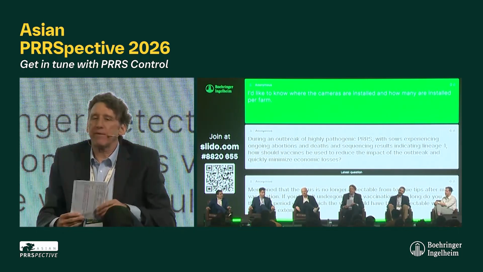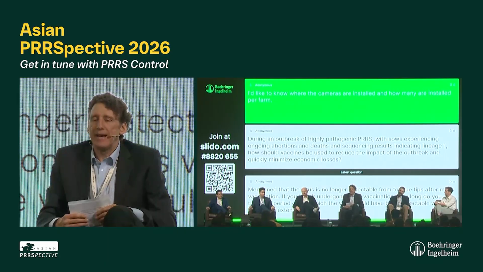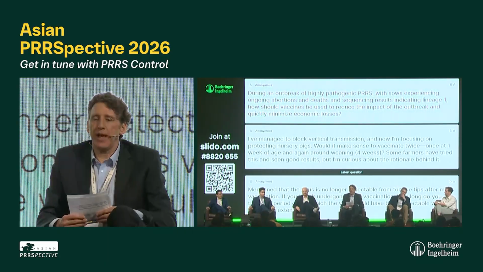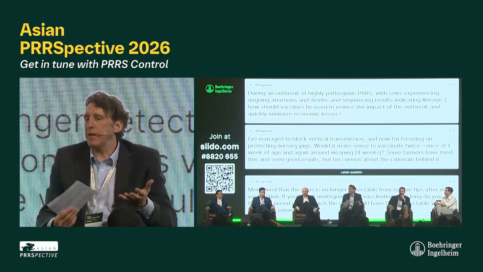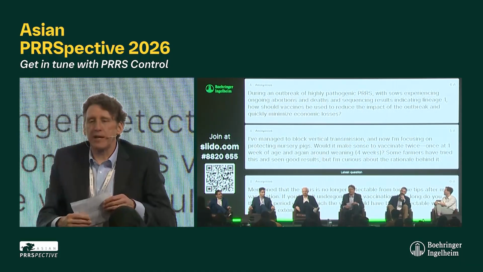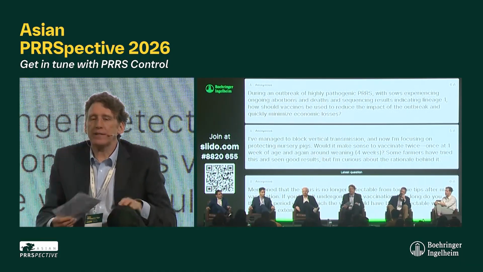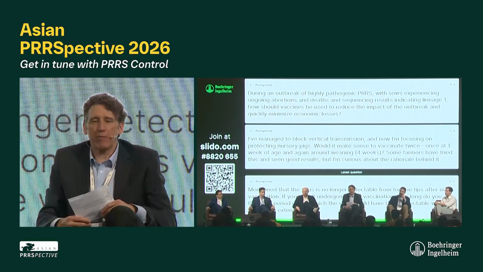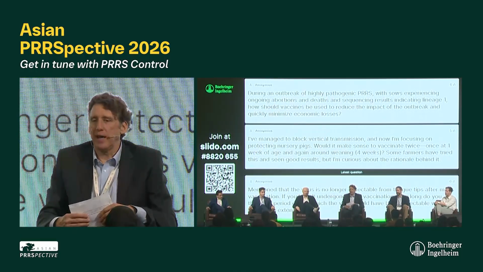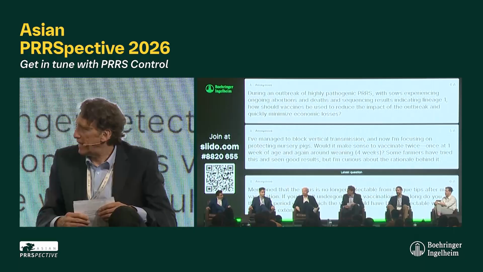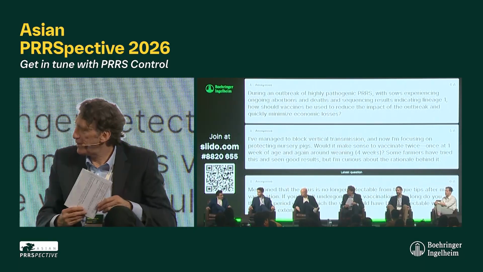During an outbreak of highly pathogenic PRRS, the sows are experiencing abortions and deaths, and sequencing suggests that the virus is a lineage 1. How should vaccines be used to reduce the impact of the outbreak and quickly minimize economic losses? Daniel, do you want to jump on this one first, or?